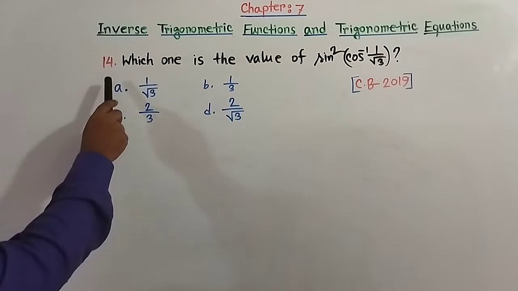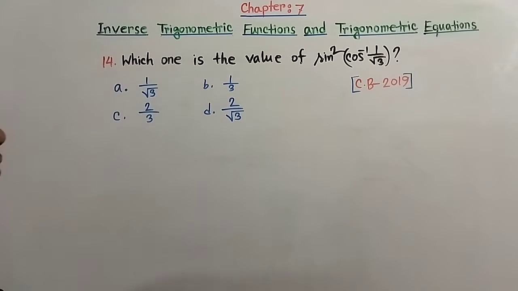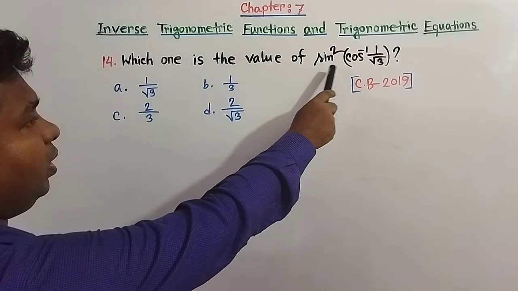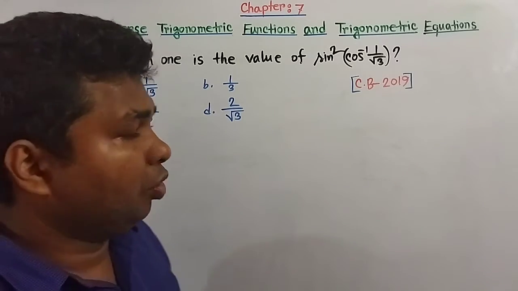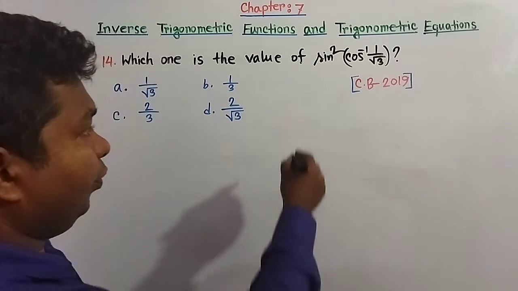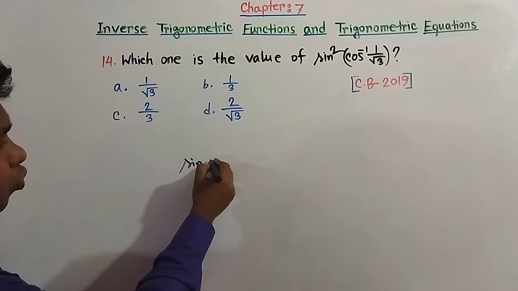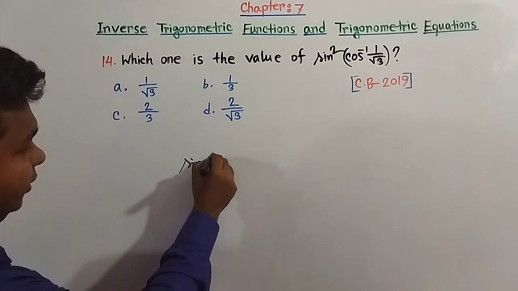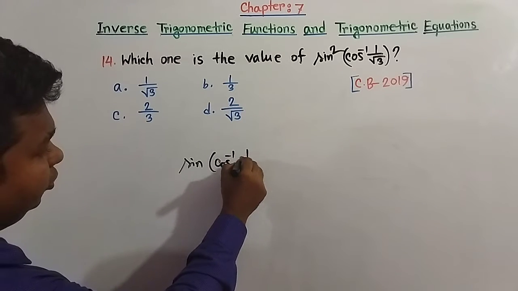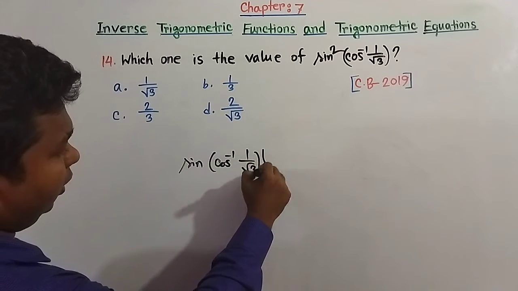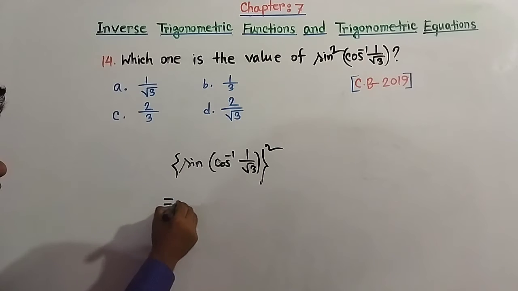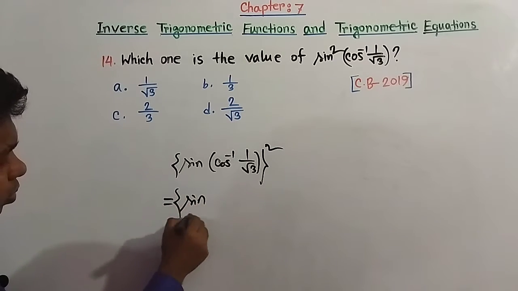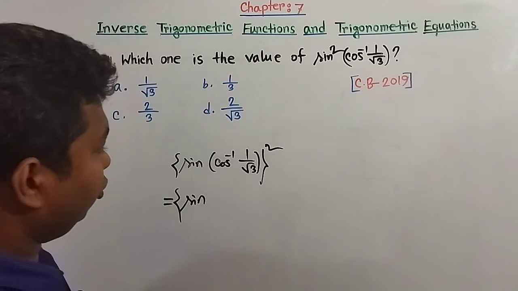Now question number 14. Which one is the value of sin square cos inverse 1 by root over 3? Here we have sin square cos inverse 1 by root over 3. We can write this as sin cos inverse 1 by root over 3 whole square, equal to sin of cos inverse 1 by root over 3, whole square.